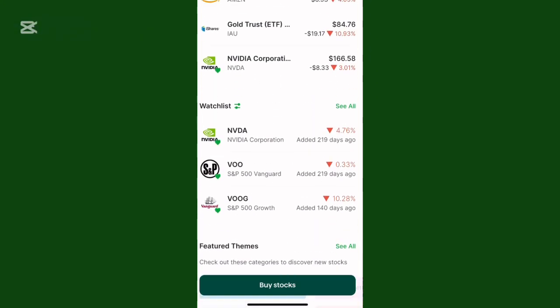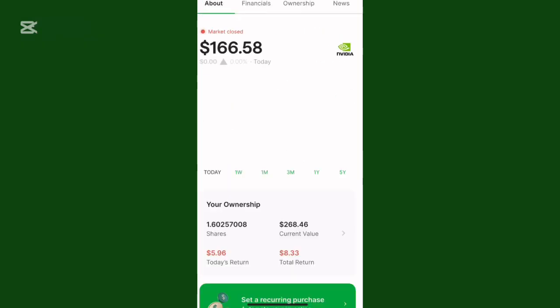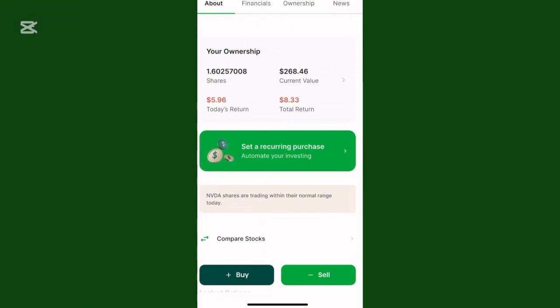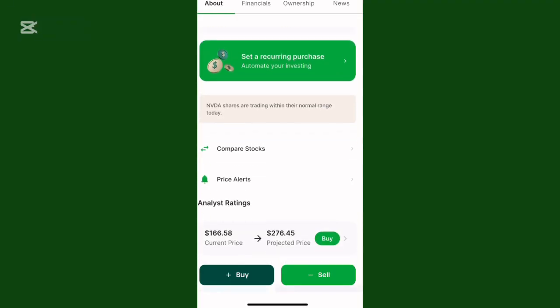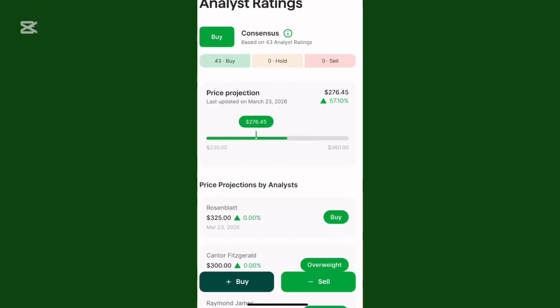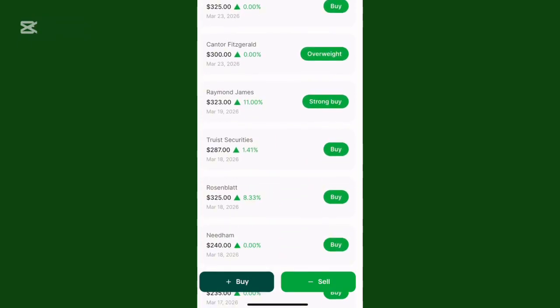So let's use Nvidia as an example. This is the stock price. You can also check the performance in the last 3 months, last 1 year, last 5 years. You find your ownership, how many shares you own in the company, the current value, today's return, total return, you see it. Then you see analyst rating. So this can help you make an informed decision. You can see 43 analysts are saying buy, there are zero hold, zero sell. You can see the analysts.